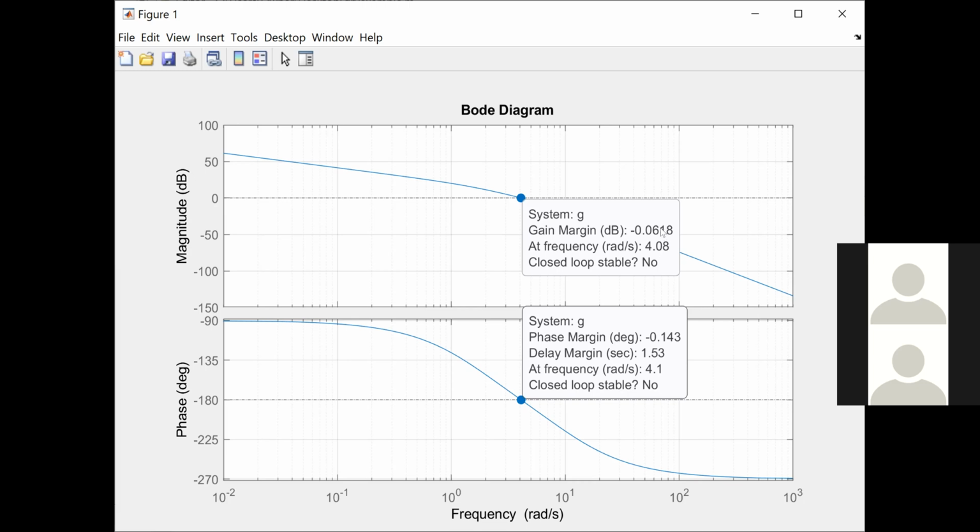This one is almost 0 dB and 0 degrees. So more or less zero degrees and 0 decibels.